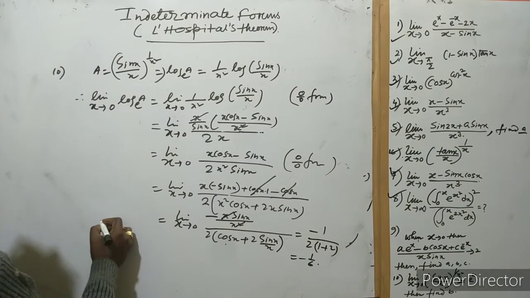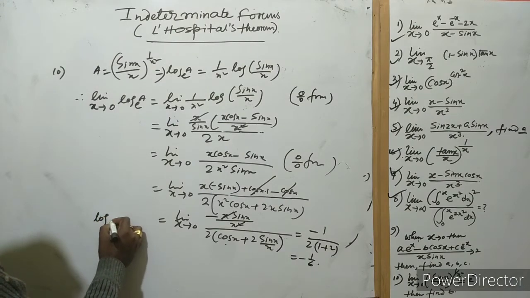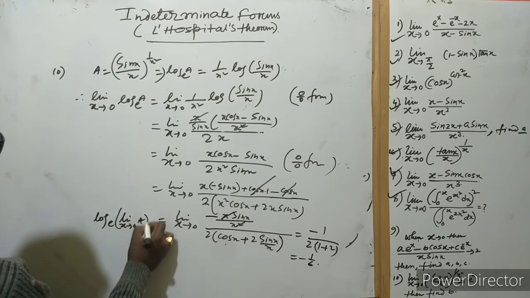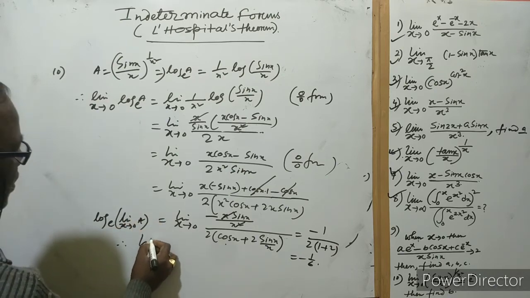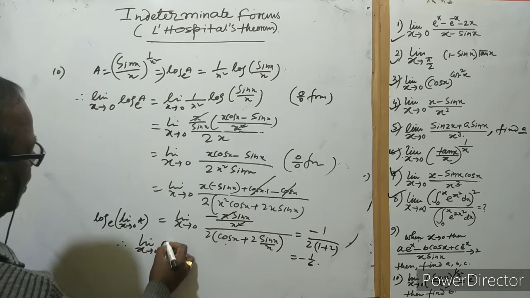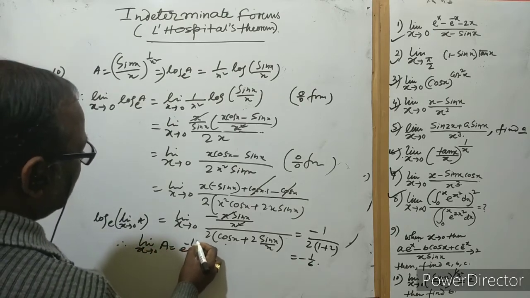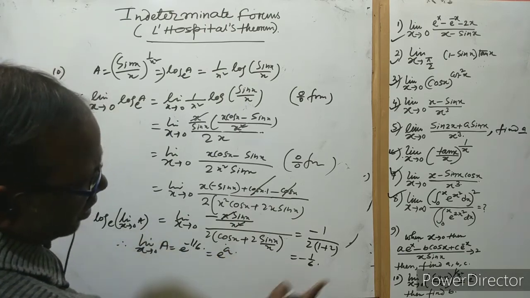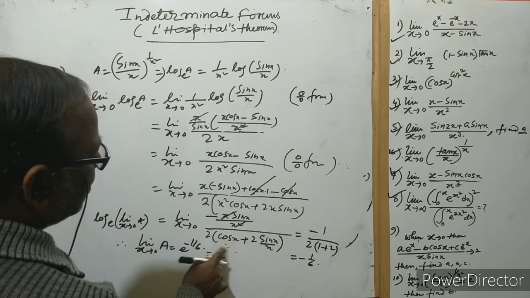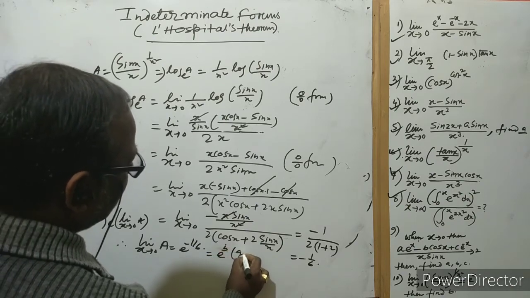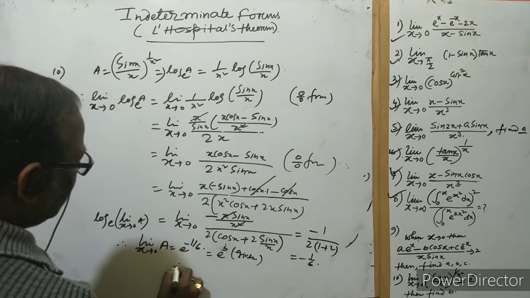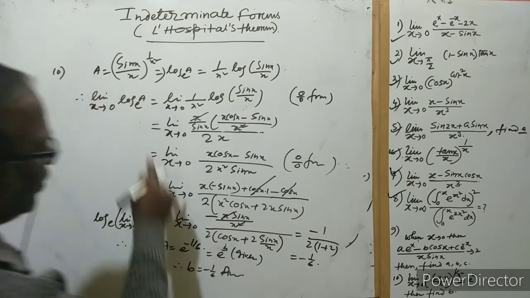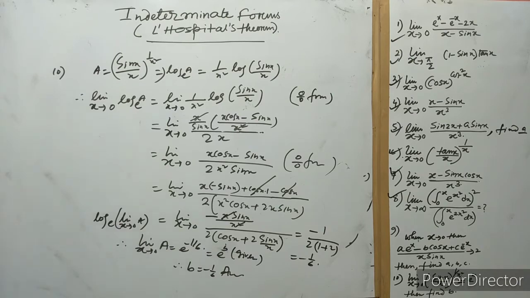So see, this is log 2 divided by e, limit x tends to 0, and this is here a. Therefore, limit x tends to 0, a, and that is equal to e to the power minus 1 by 6. And given that e to the power a is b, therefore the value of b is equal to minus 1 by 6. Okay? See, this is a very interesting question.